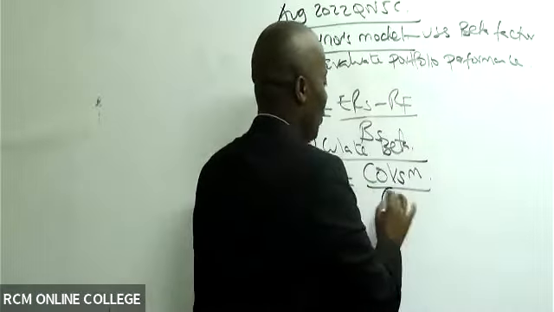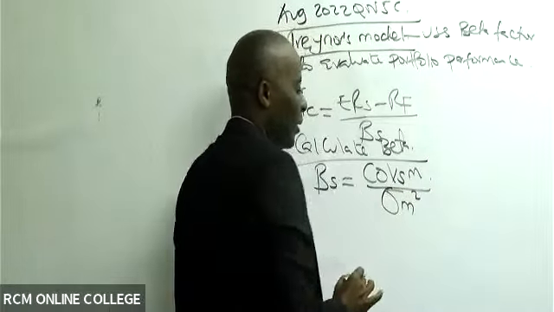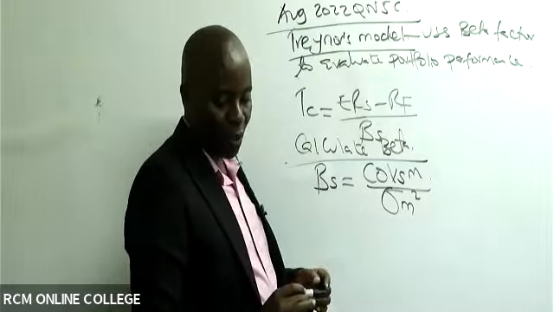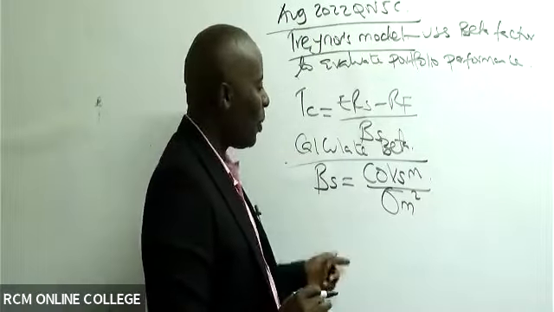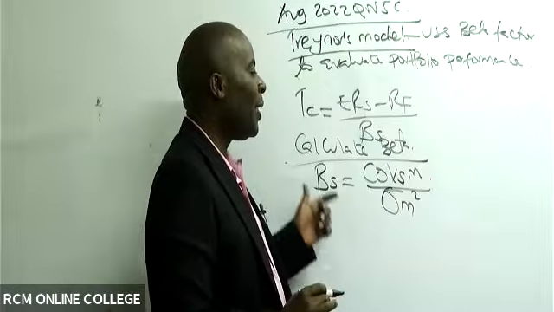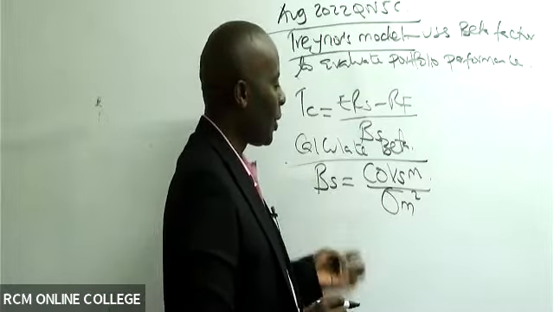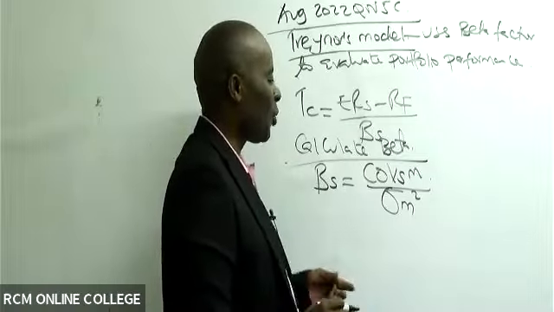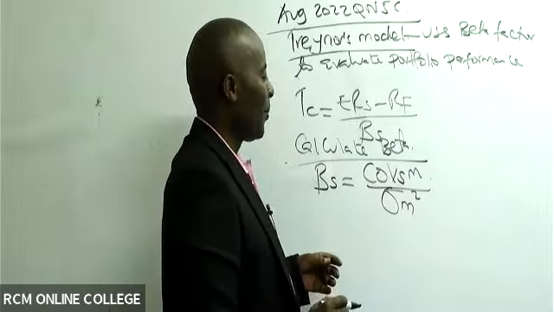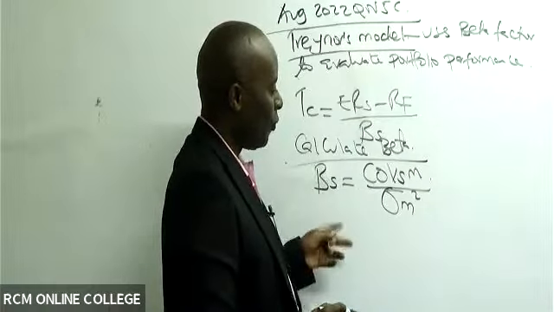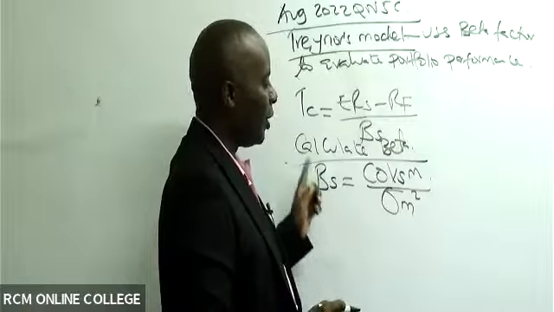Divide this by the standard deviation of the market squared. It's a formula to be crammed. Many people have taught this AFM over 23 years, ladies and gentlemen, and I've always seen people passing, so they crammed and passed. You can as well do the same. So please highlight this: beta of the security equals the covariance of the security and market divided by the standard deviation of the market squared.